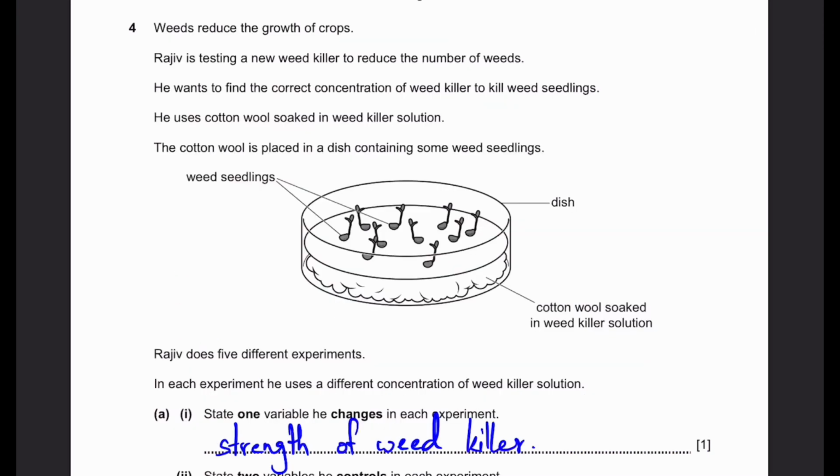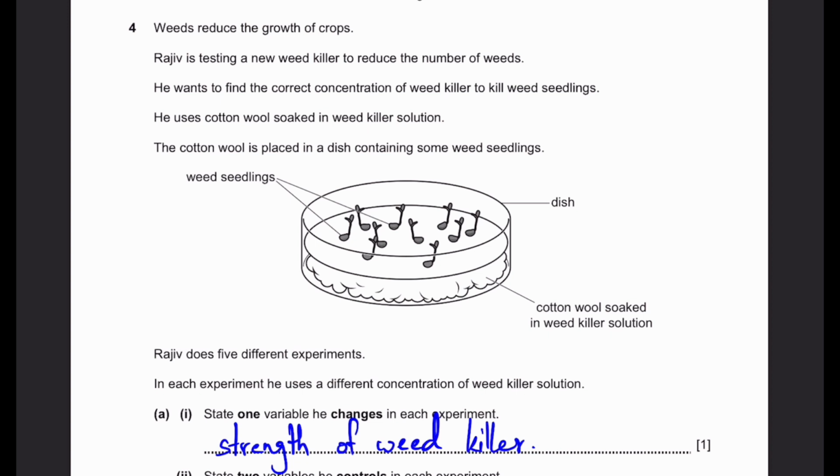Question 4. Weeds reduce the growth of crops. Rajiv is testing a new weed killer to reduce the number of weeds. He wants to find the correct concentration of weed killer to kill weed seedlings. He uses cotton wool soaked in weed killer solution. The cotton wool is placed in a dish containing some weed seedlings. Rajiv does 5 experiments using the setup here. In each one, he uses a different concentration of weed killer solution. And why concentration? Because the solution is having weed killer plus water.